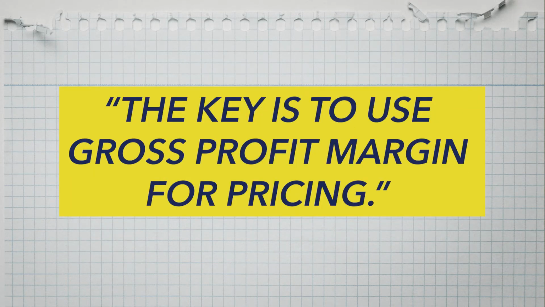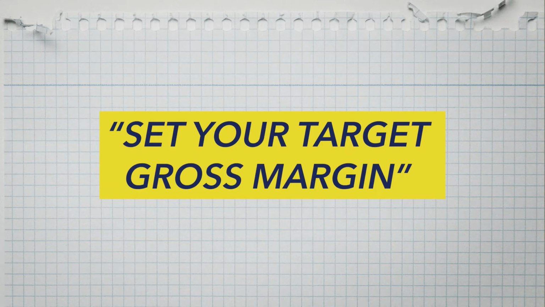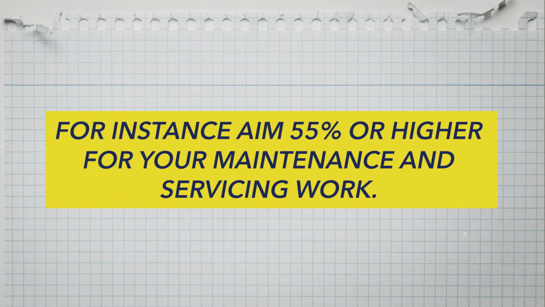Now the key is to use gross profit margin when you're pricing your work, because it can completely change the profitability of your business, and it will have a huge impact on the quality of your life as a result. So how can you implement gross margin versus markup? Well, the first thing is to actually set a target gross margin. For instance, aim for 55% or higher for your maintenance and your servicing work. Make sure you've got a target, and that's what you aim for before you pull the trigger on any of your quotes, your bids, or your invoices.